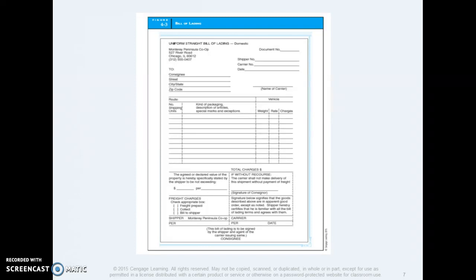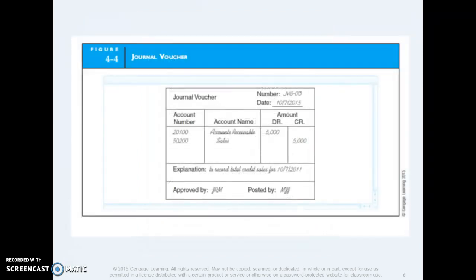So this is an example of the bill of lading. So it says the shipper number, the carrier number, who it's consigned to, all that kind of information, the weight, how much it's charged, all of that.